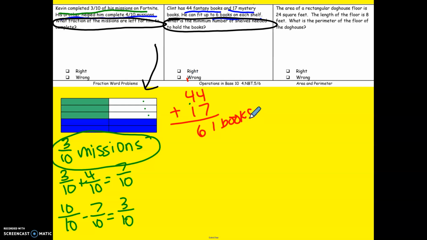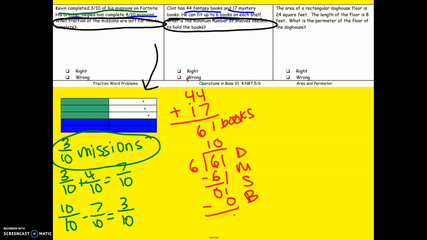Now, since I'm splitting the books onto shelves, I'm going to be dividing into equal groups. So I'll do 61 divided by 6. Remember, our steps are divide, multiply, subtract, and bring down. 6 goes into 6 one time, which is 6. 6 minus 6 is 0. We bring down the 1. 6 goes into 1 0 times, which is 0. And 1 minus 0 is 1.